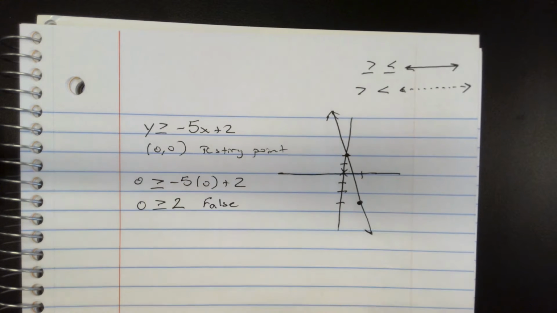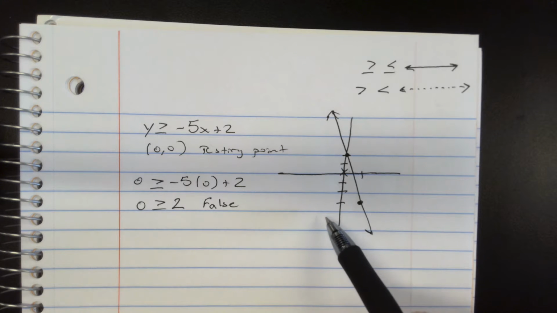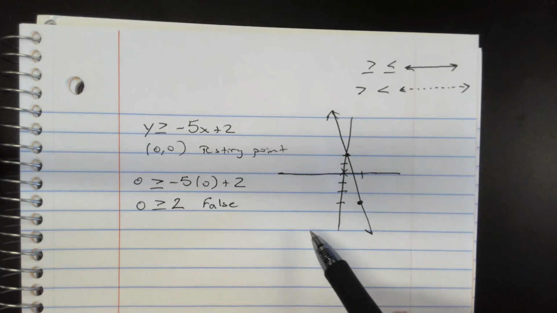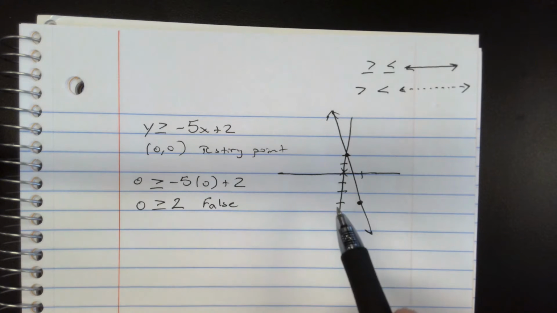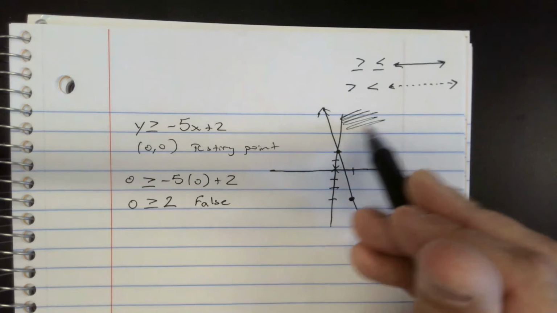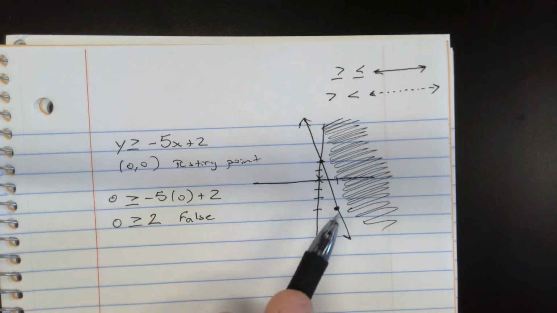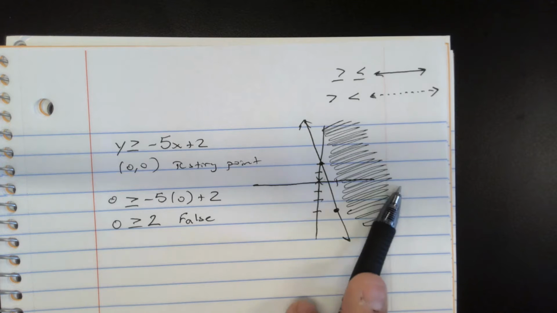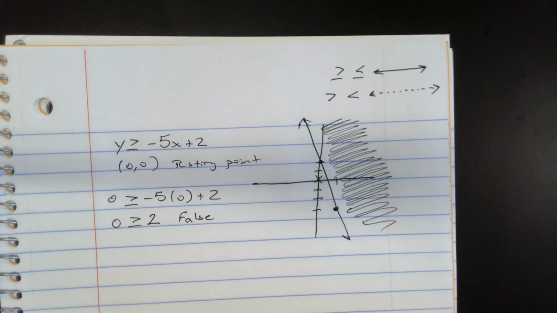Now listen, if it's true, you're going to shade the part of the line where 0, 0 is. So once again, if it's true, you would shade the part of the line where 0, 0 is. If it's false, you're going to shade the side where 0, 0 is not. So because this is false and 0, 0 is on this side of the line, you're going to shade over here. There's going to be a button you click on, Alex. You're just going to click over here and it'll shade that side.